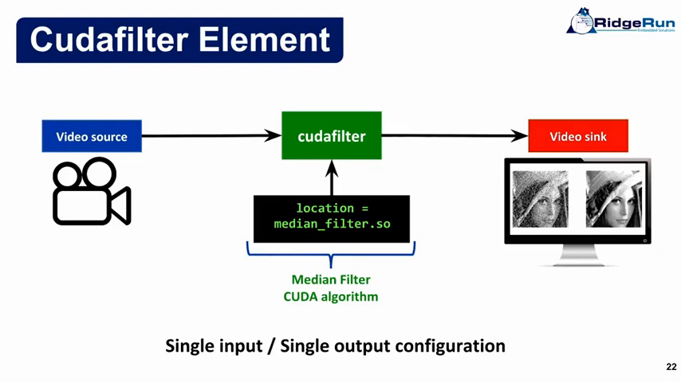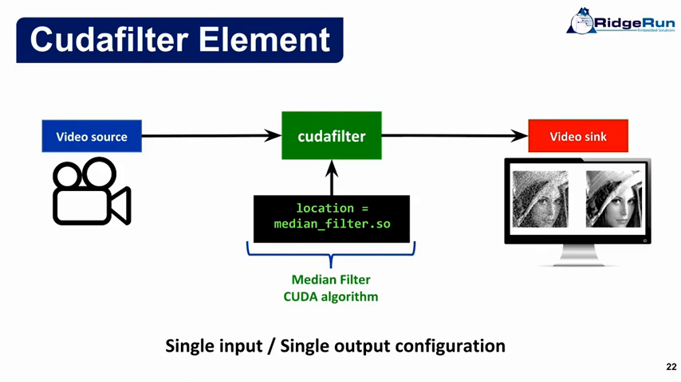Here we have the most basic topology of our first quick prototyping element. In this case, we call it the Cudafilter element. As you may know, this is a similar concept to the NVIDIA filter. It has a single input, single output configuration. The pipeline example that we are showing here has a simple camera video feed, and the Cudafilter element is loading a median filter shared object CUDA algorithm, which is cleaning salt and pepper noise on the image that you can see in the last block.